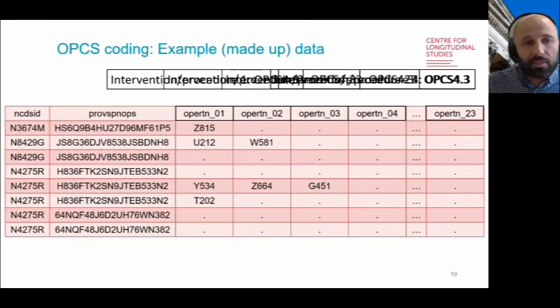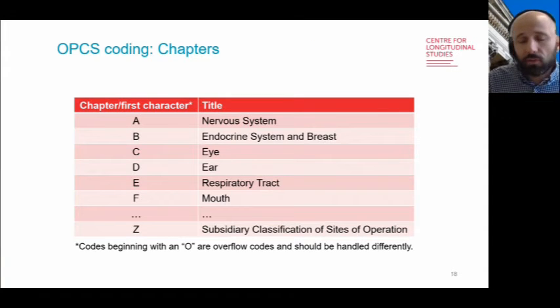But when we see here the way that they're coded in the HES data set, that's omitted. It's just the 4 characters. So again, similarly to the ICD10 coding, these fit quite nicely into chapters. In fact, more neatly so than for the ICD10 coding, because the first character of each of these codes does exactly map onto the chapter. So from A, things to do with the nervous system, through to Z, which are subsidiary classifications.